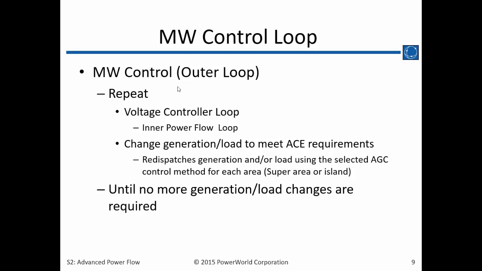So this is a description of the outer loop. Again, voltage control and inner power flow loop occur inside that, and then it does an assessment of the generation meeting the ACE requirements. If they're met, it stops. If they are not met, it adjusts the generation and then repeats.